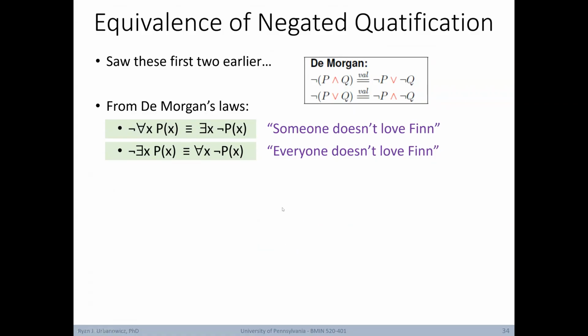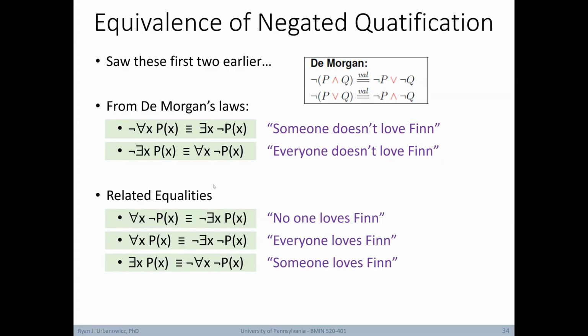Let's look again at negated quantification and equivalence. We already saw these two examples earlier that were derived from De Morgan's law. The negation of the universal becomes the existential, and the negation of the existential becomes the universal. Note that the predicate also flips in terms of negation. The first expression can be translated as someone doesn't love Finn, and the second, everyone doesn't love Finn.